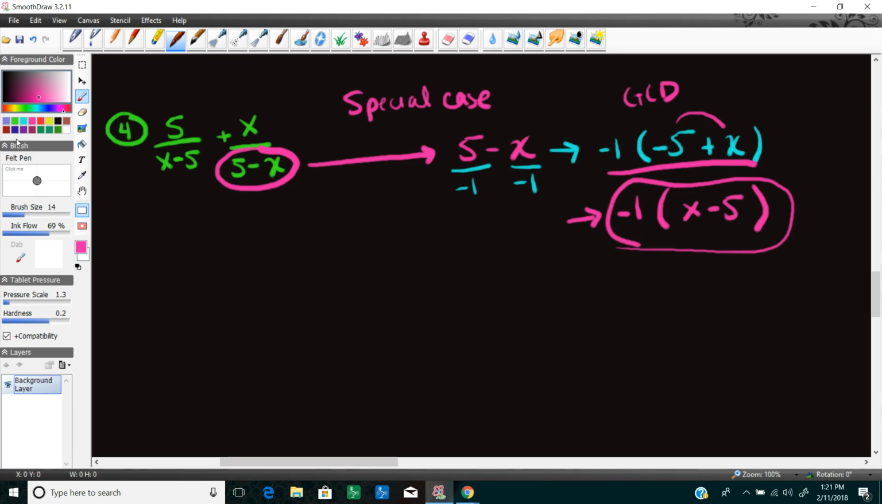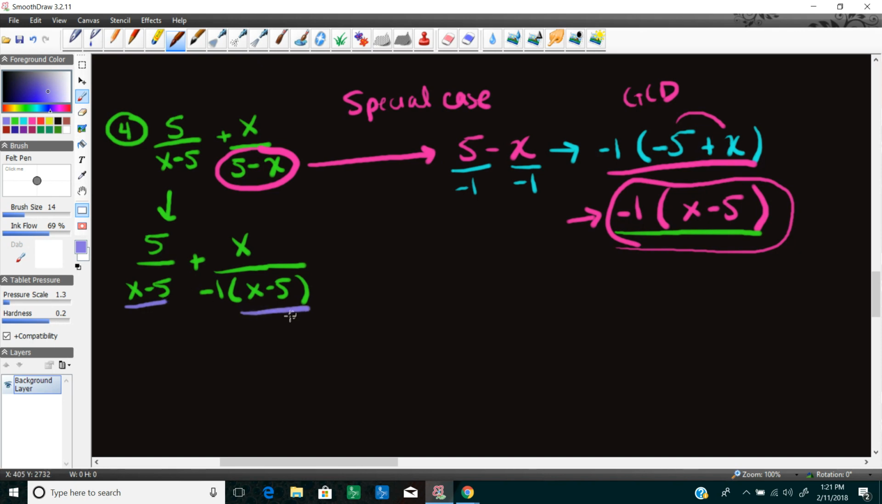So I'm going to go ahead and rewrite this expression like that. I have 5 over x minus 5, plus x over this whole thing right here, -1 times x minus 5. Doing this, we can see that both of them now have that x minus 5 that we've been wanting, but this one has a -1. So my LCM for this one would be -1 times x minus 5. All I have to do is multiply this side by -1.